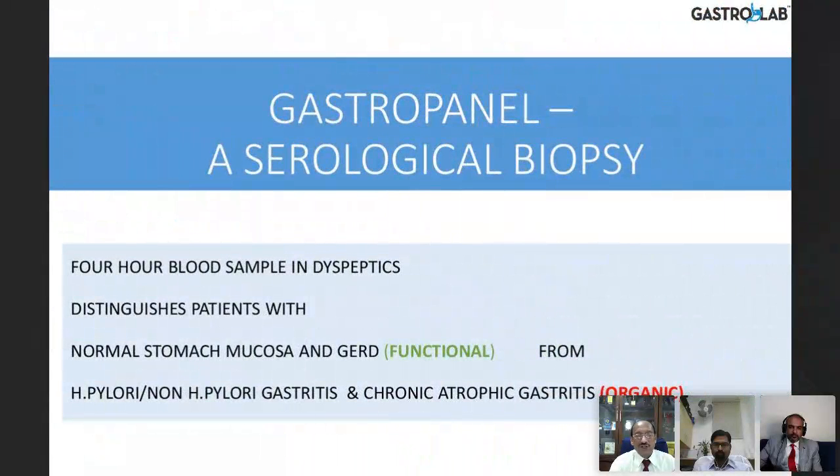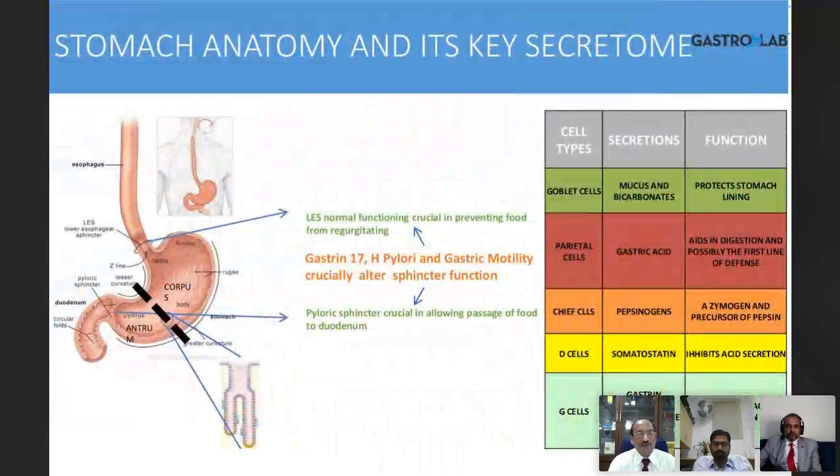So this is a serological biopsy. This is a 4-hour blood sample which is taken in dyspeptics. It's only a serological test which can differentiate a normal from abnormal mucosa. If you look at the gastric structure, there are 2 valves. One is the pylorus, the other one is the lower esophageal sphincter, and then is the stomach.